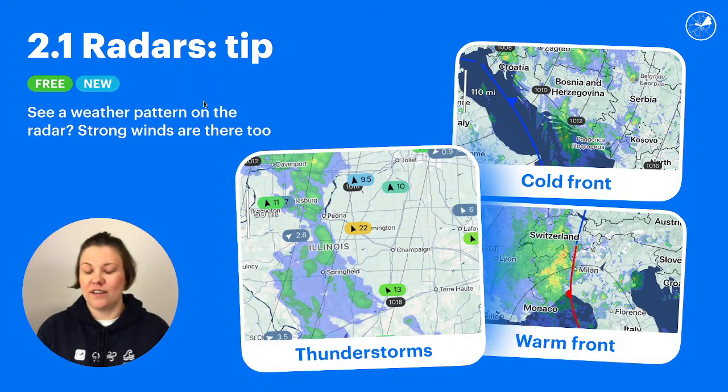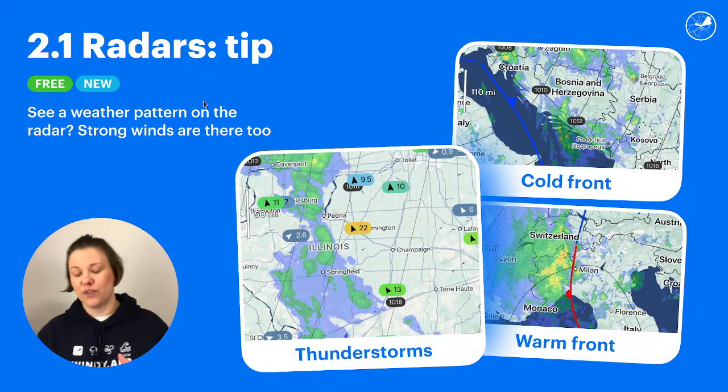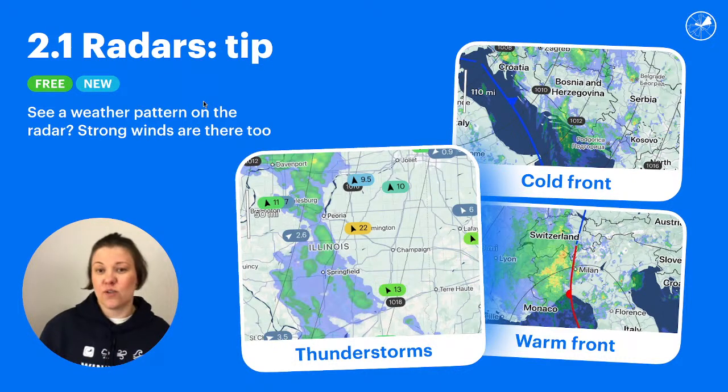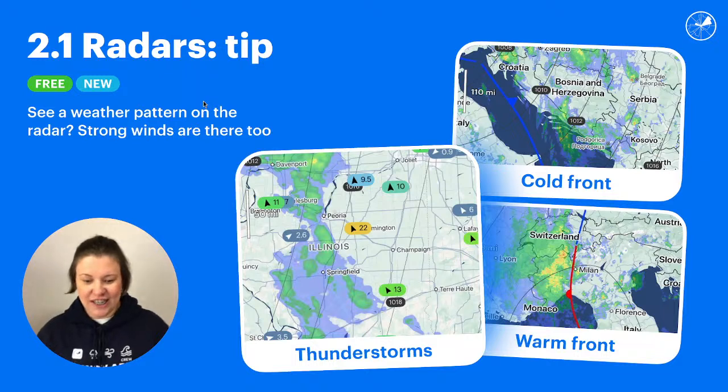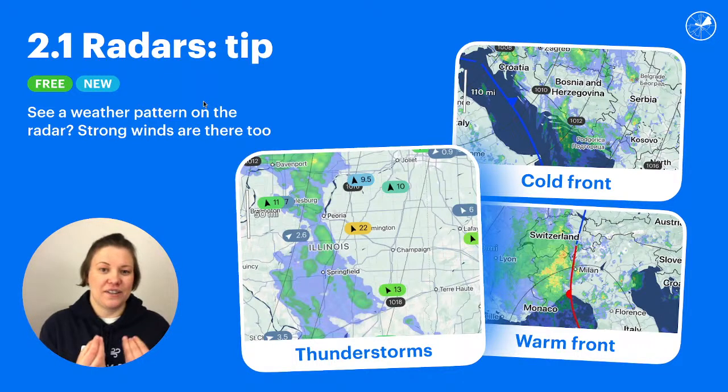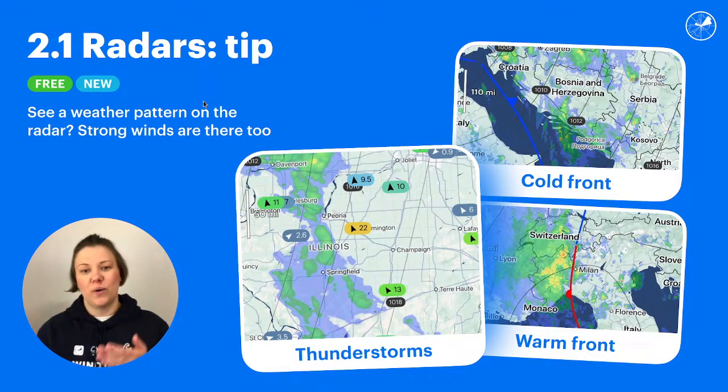On radar layers, you can see patterns. And when you see a pattern, you know that, for example, it's a thunderstorm, or it's a cold front, or it's a warm front. And from other parts of meteorology, you know that strong winds or sometimes gusts or even squalls accompany thunderstorms, cold fronts, and warm fronts. So when you cannot see wind because it's transparent, but you can see clouds and they form a pattern, then you know what to expect.